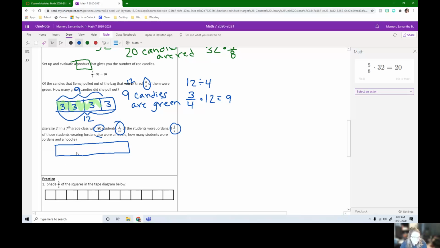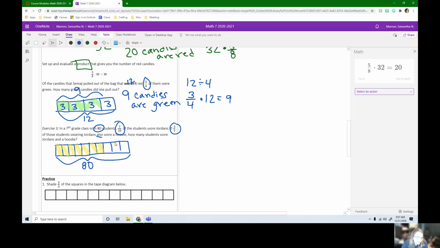We can do a tape diagram. So here I have my 80 total students and 7/10. So let's break this into tenths. I'm going to do it in half and then break these into 5. So that's 5, 1, 2, 3, 4, 5. And that's also 5, 1, 2, 3, 4, 5. Okay, so I got 10 boxes. 7/10 of them were Jordans. So this one, this one, this one, 3, 4, 5, 6. There's my 7/10.